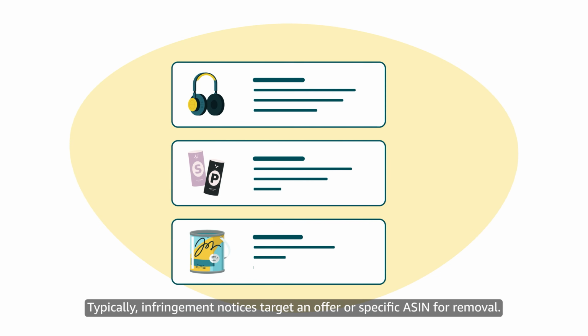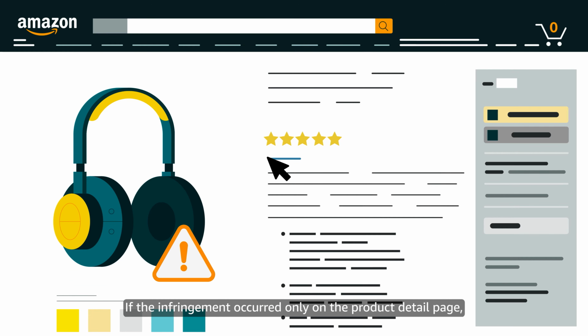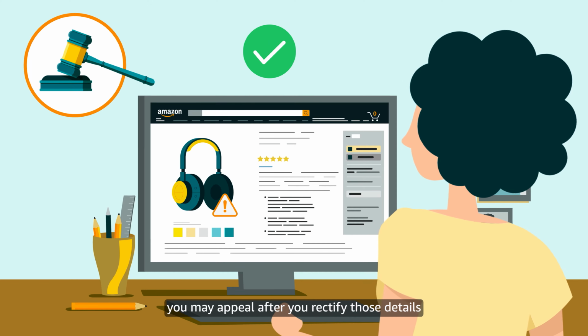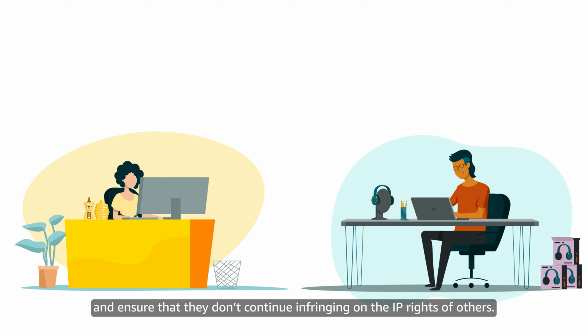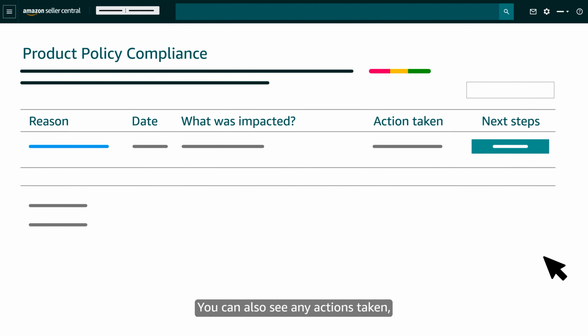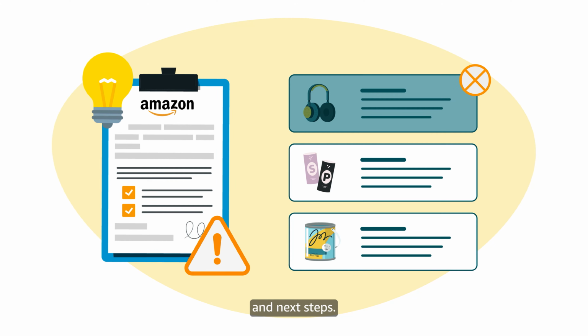Typically, infringement notices target an offer or specific ASIN for removal. If the infringement occurred only on the product detail page, you may appeal after you rectify those details and ensure that they don't continue infringing on the IP rights of others. You can also see any actions taken, such as removal of your listing for an infringing ASIN, and next steps.